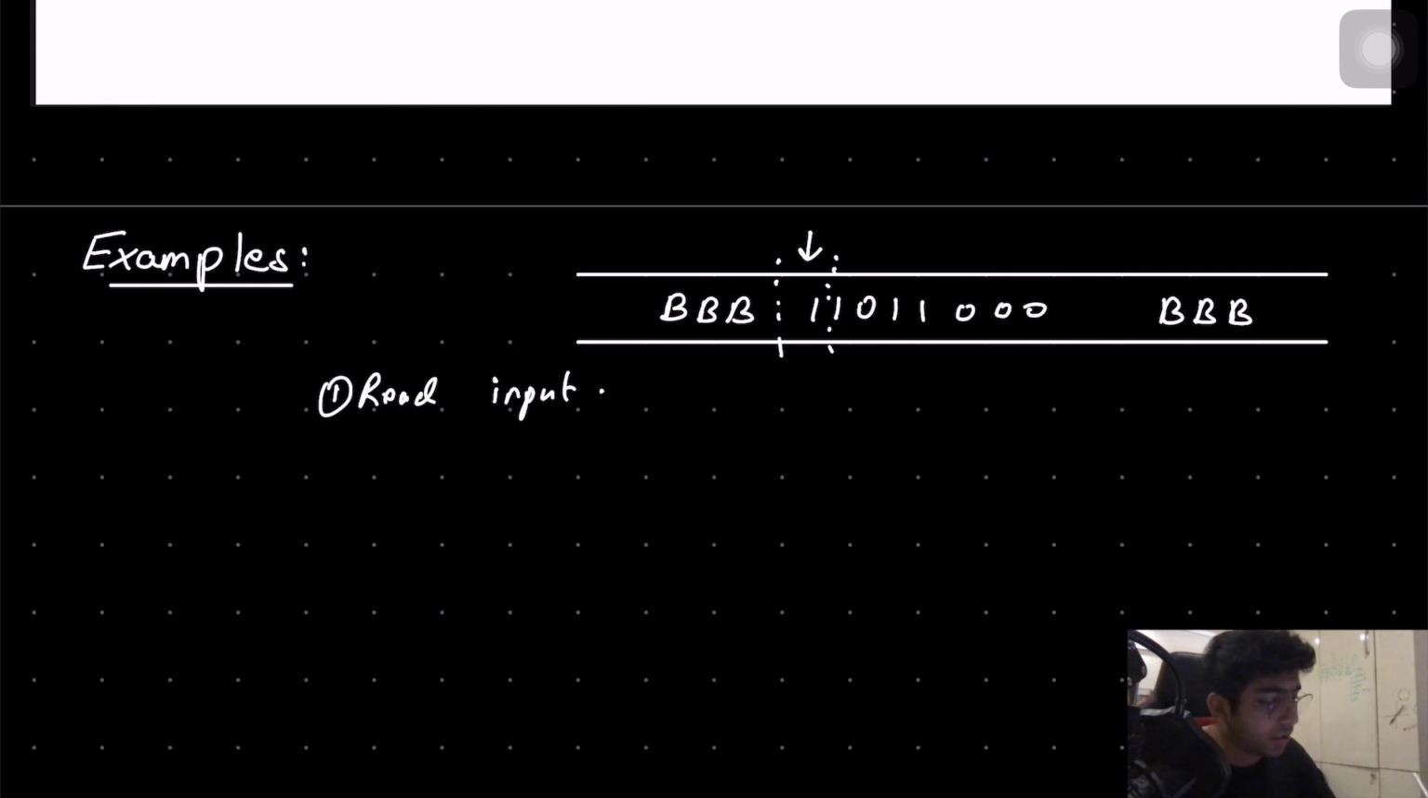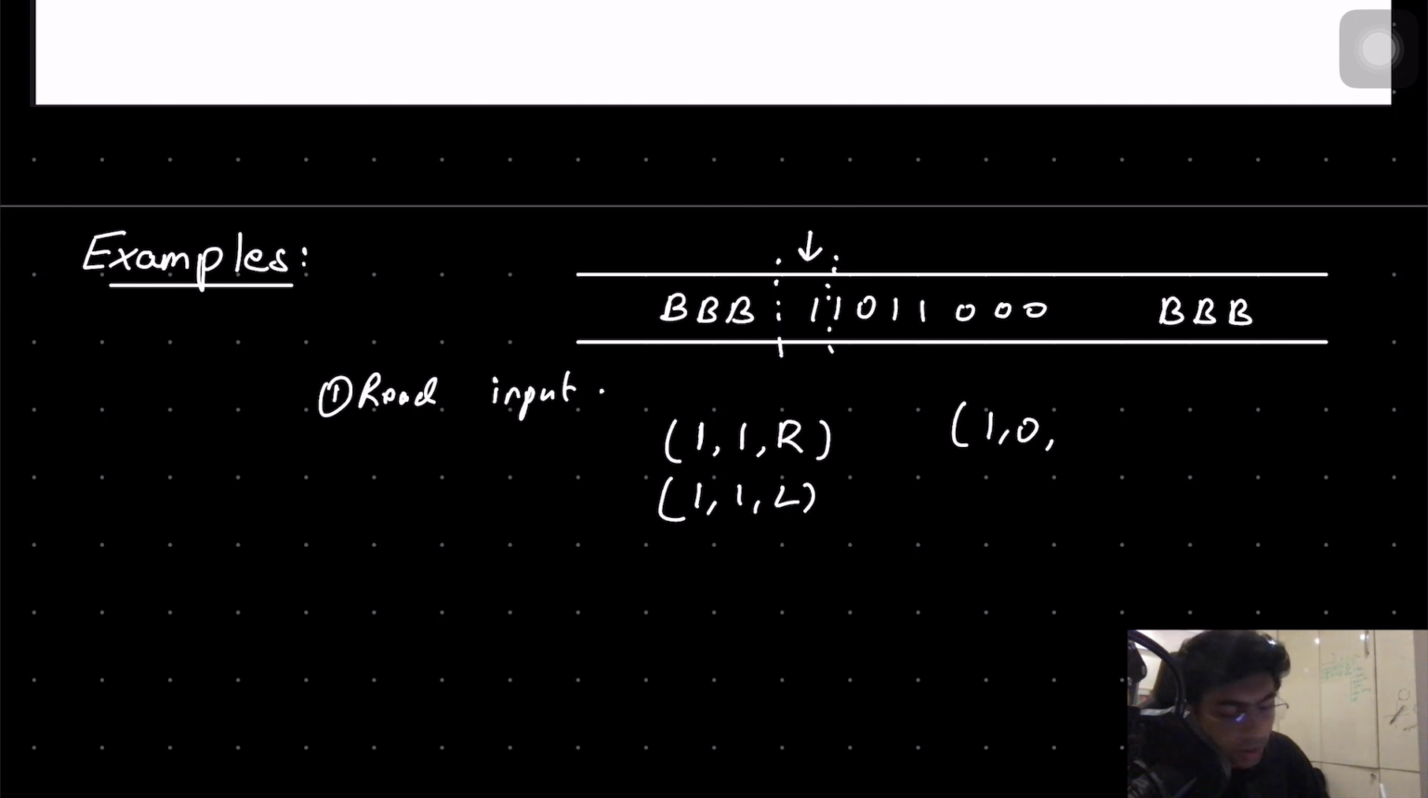Okay, so how do we represent that? Once you read a 1, the first option represents the input, and the second represents what you want to change it with. If you want to keep it a 1, we'll keep it a 1. If you want to go right, we'll write right. If you want to go left, we'll go left. And if you want to change it to a 0, we'll change it to a 0.